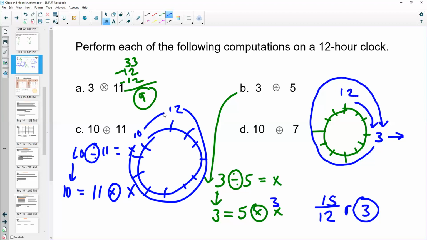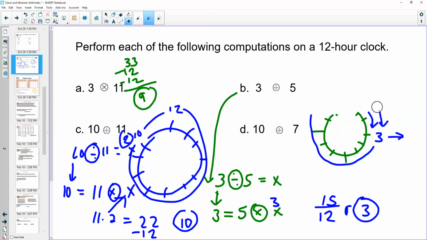48, no. 60, does 60 help me? 10 divided by 11. Well, wait, I didn't go too far, right? 10, 11 times 2 is 22, isn't it? 11 times 2 is 22. 22 minus 12 gets me 10. So that should be a 2. That means 10 divided by 11 is 2, okay?